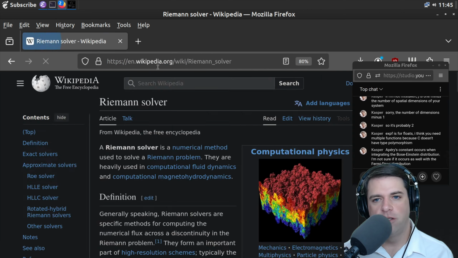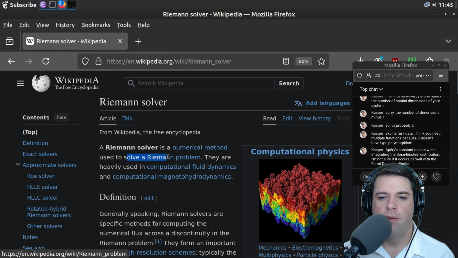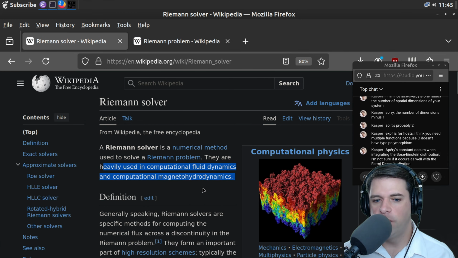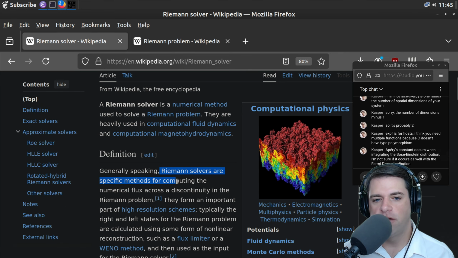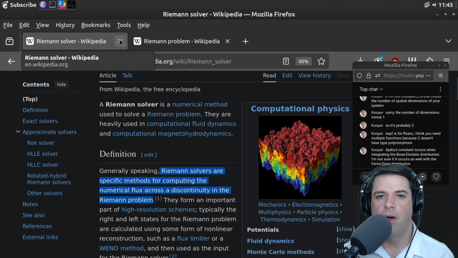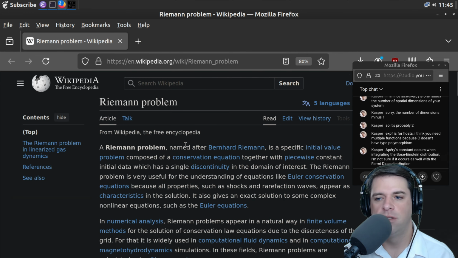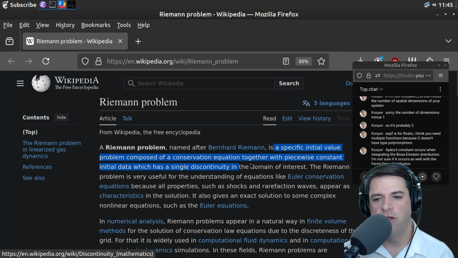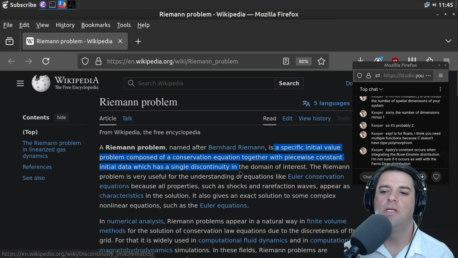A Riemann solver is a numerical method used to solve a Riemann problem. Oh, it's a Riemann problem. They are used heavily in computational fluid dynamics. Riemann solvers are specific methods for computing numerical flux across the discontinuity in a Riemann problem. I don't really know what a Riemann problem is, but it seems to be differential or PDE related. It's a specific initial value problem composed of a conservation equation together with piecewise constant initial data, which has a single discontinuity in the domain of interest. Okay, so there's a discontinuity.